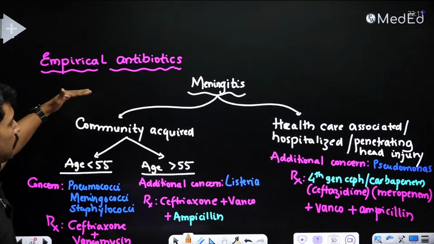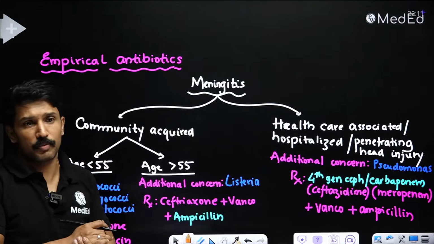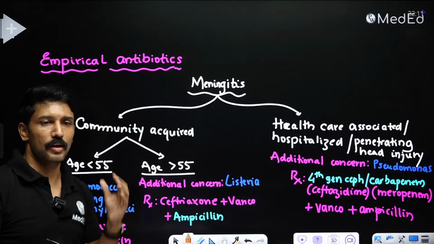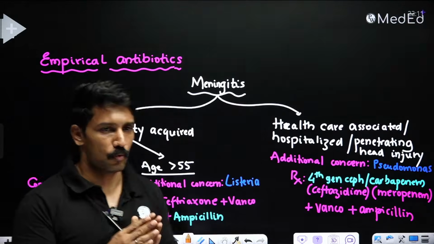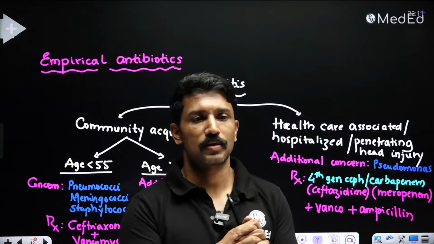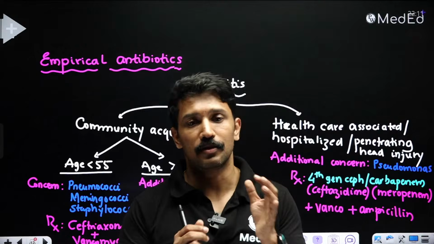When we are starting empirically, we take the context. This context helps us to predict which organism may be responsible. Accordingly, we will make an initial choice. Once we have initiated, we will continue till the CSF analysis report is available. If the CSF analysis report says it is not bacterial, you can withdraw. If it is bacterial, you will continue till the culture report is available.